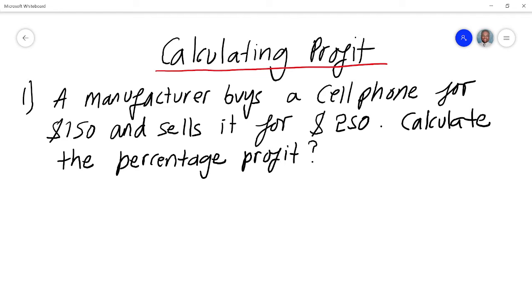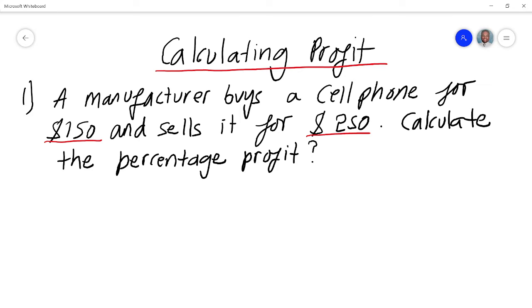So I've got two questions here. The first one talks about making a profit as a percentage. In the next question, we're going to be talking about calculating the selling price based on a profit. So I'm going to read this question here. A manufacturer buys a cell phone for $150 and sells it for $250. Calculate the percentage profit.